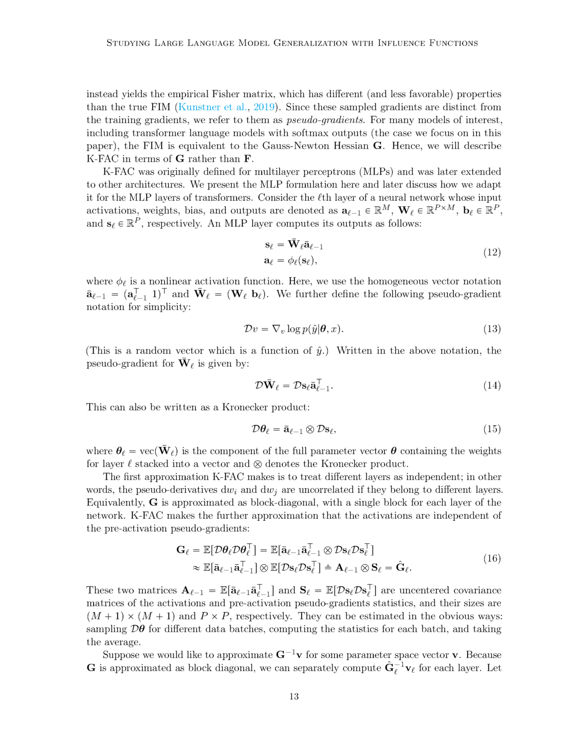EK-FAC makes two significant simplifying assumptions. The first one is that different layers act independently of each other, meaning that the changes in one layer don't affect the changes in another. This lets us break the problem down into parts, dealing with one layer at a time. The second assumption is that certain statistics called activations and pre-activation pseudogradients are independent. These two assumptions allow us to represent our mathematical object, the Gauss-Newton-Hessian, as two separate matrices.